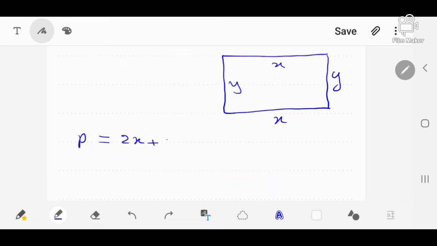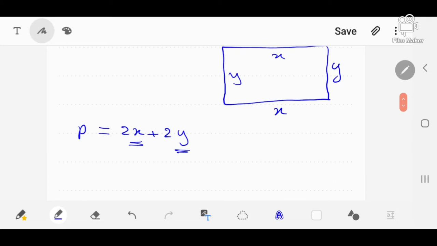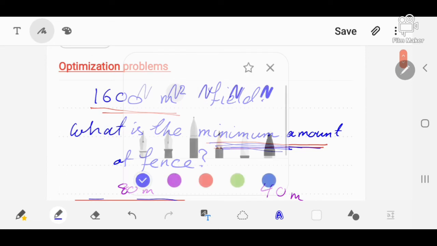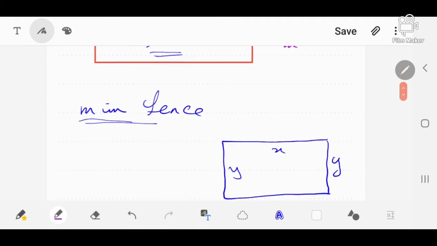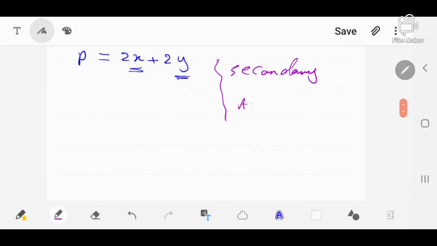So according to first derivative, I need to have only one variable. In this case, I have two variables, x and y, which means I need extra information to make it depend on one variable. From where would I get that? I will get it from here. We have 1,600 meters squared. So the area of the field that I'm talking about is given. So I'm going to call that a secondary equation, because that will help me. So the area here is given, which is x times y. So 1,600 is equal to x times y.